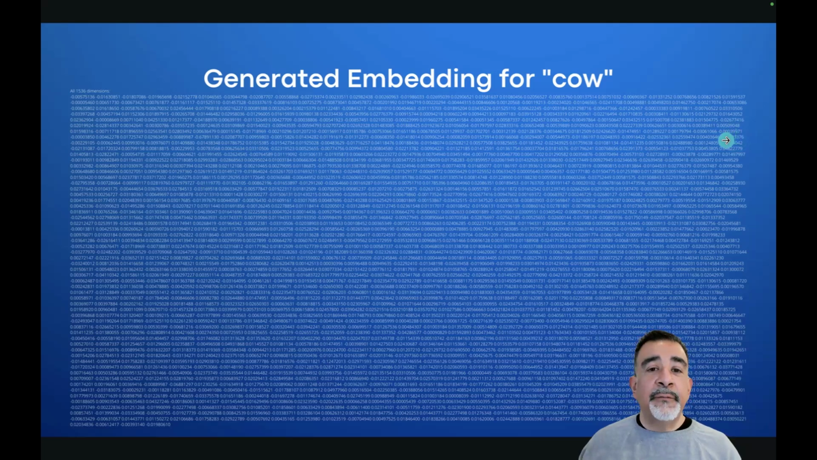And for fun, I actually generated the embedding for the word cow through the ADA model. And these are all 1,536 vector representations of cow. You don't need to know this, but I just wanted to show you that this is the extent of the description of cow in numbers.